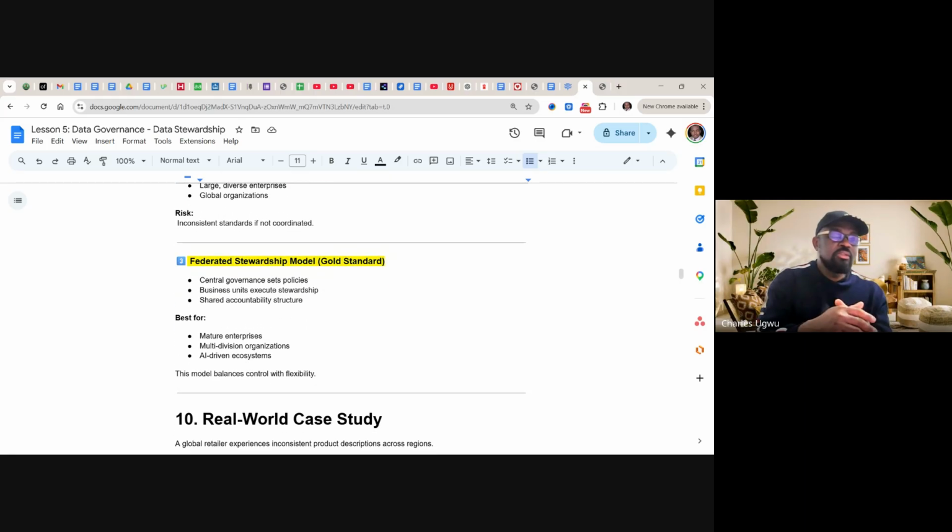Federated stewardship. Here the central government sets policies, and business units execute stewardship. It is a shared accountability structure. This is based on a matured enterprise, a multi-division organization. In many cases, businesses with multiple branches can decide to use it.